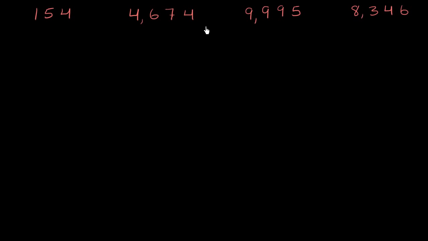We've got four numbers here. What I want to do is try to round each of these to the nearest 10 and to the nearest 100. So I encourage you to pause the video and try that right now. So let's make two columns. Let's make one first for the nearest 10, and then make another column for the nearest 100. And let's start with 154.